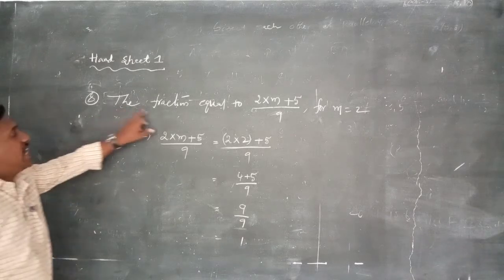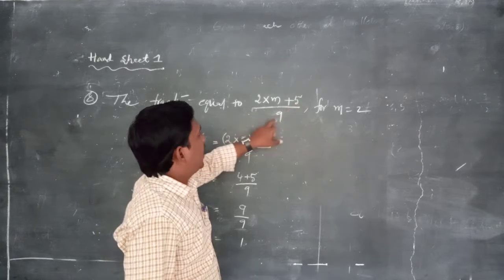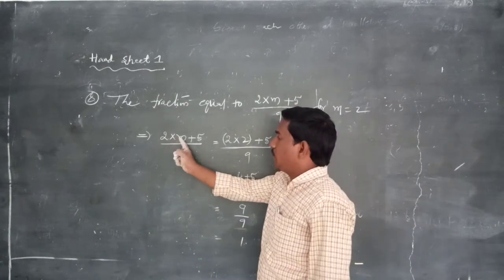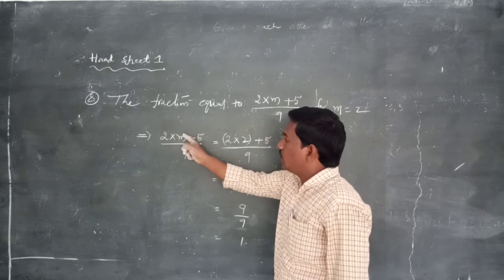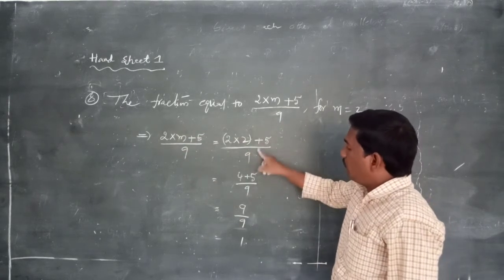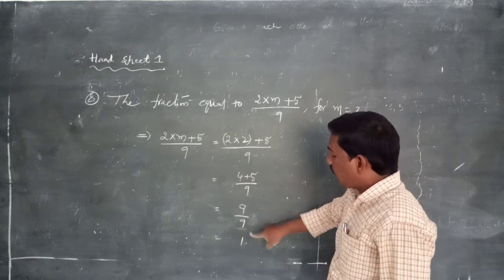Again, the fraction equals 2 into m plus 5 by 9, for m equal to 2. Take the expression 2 into m plus 5 by 9. So here m means 2. 2 twos are 4, plus 5 is 9, so 9 by 9 means 1.